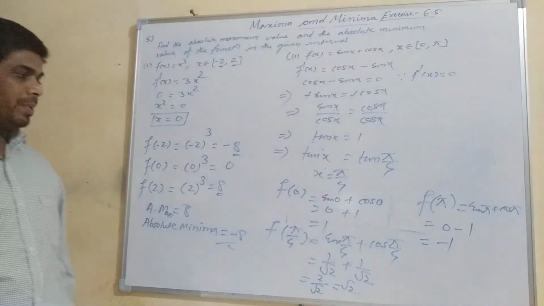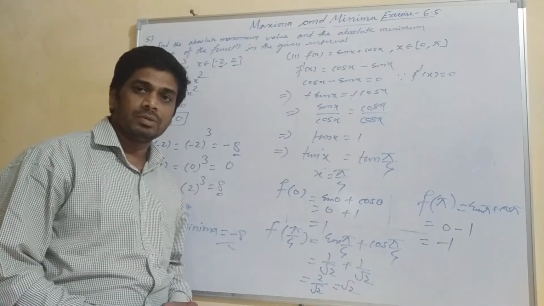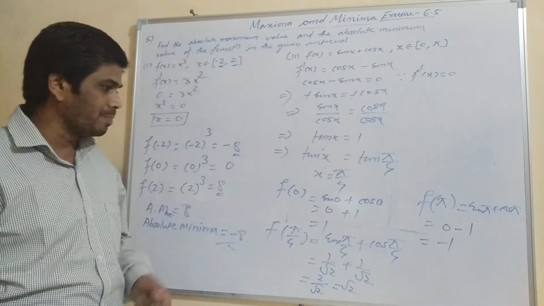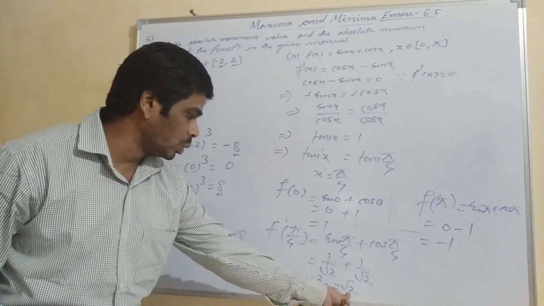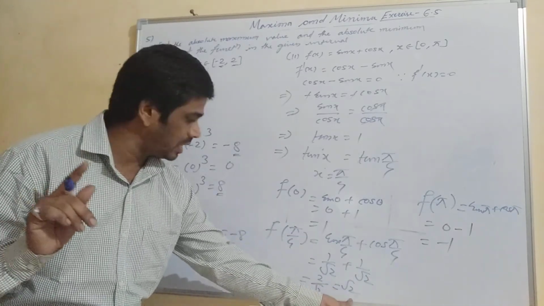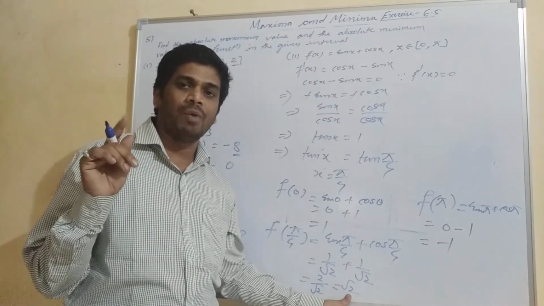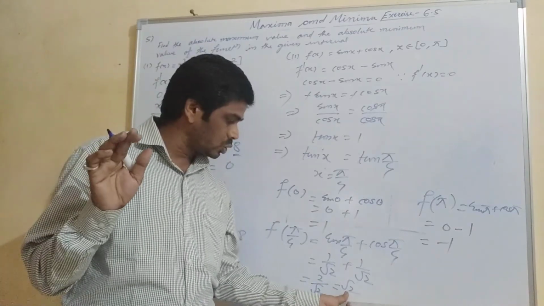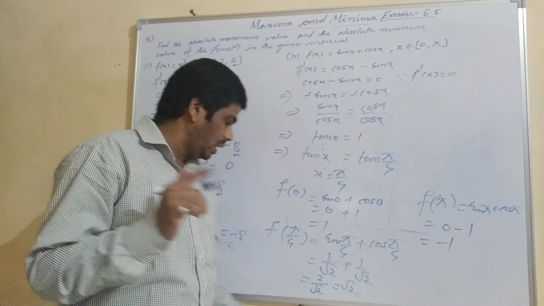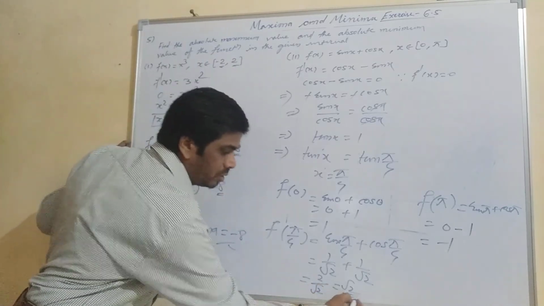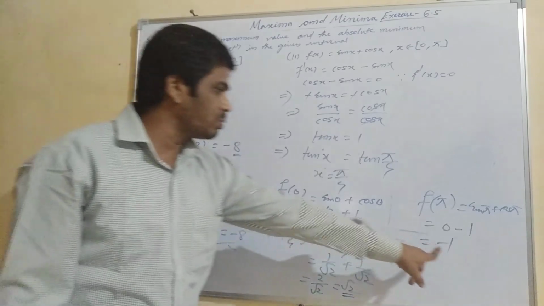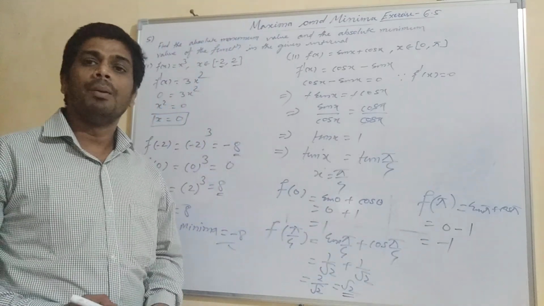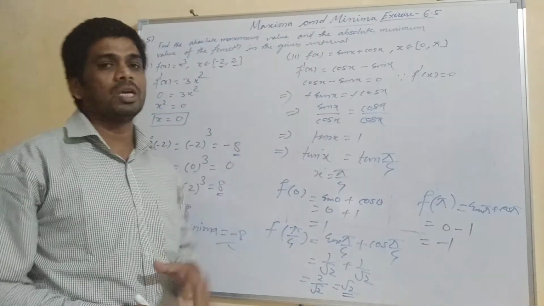So which one will be the absolute maxima? The root 2 we got, whose value is approximately 1.41, will be the absolute maxima. And -1 will be the absolute minimum of the given function.